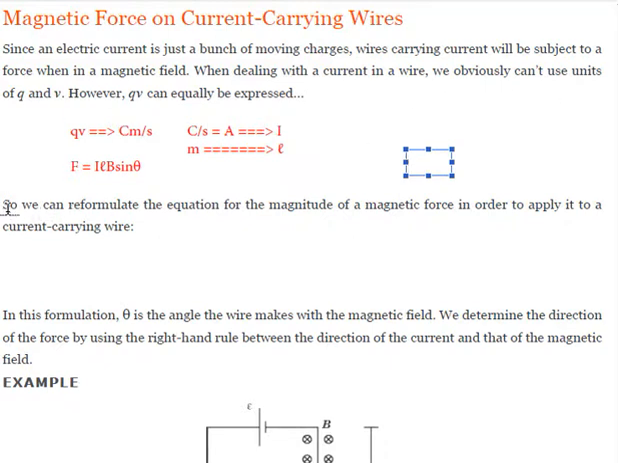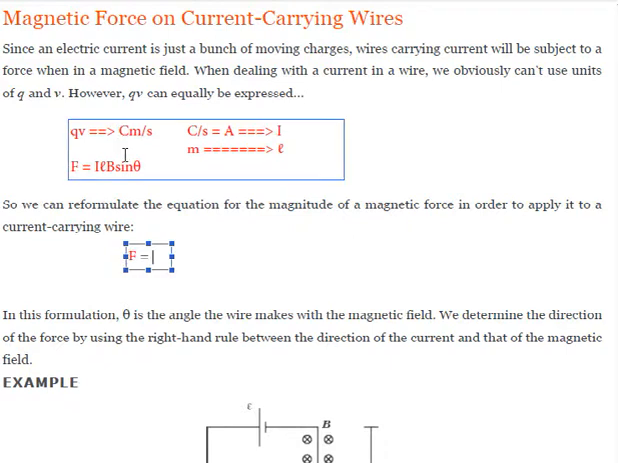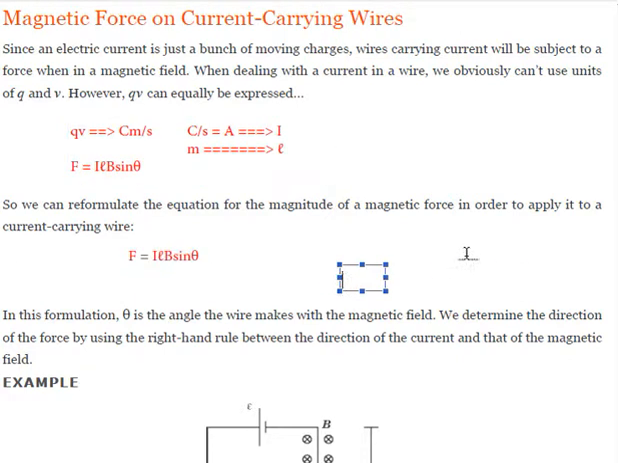Oh, I jumped ahead of myself. Alright, so QV goes to I and L. And then down here, this is where we want to put our equations. So if we replace Q and V, we get F equals, I'm just going to copy and paste. So we have a different way to write the magnetic force equation when we're talking about a current carrying wire. So theta here is the angle that the wire makes with the magnetic field.